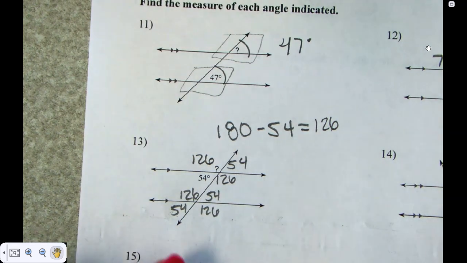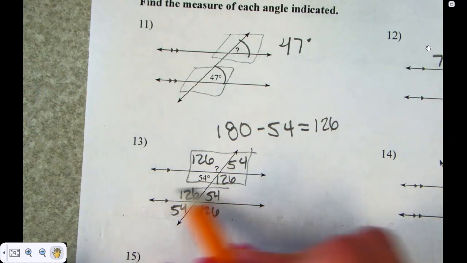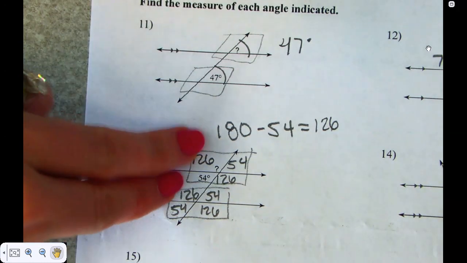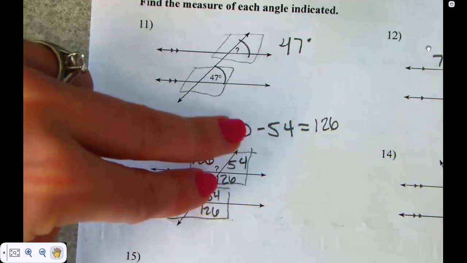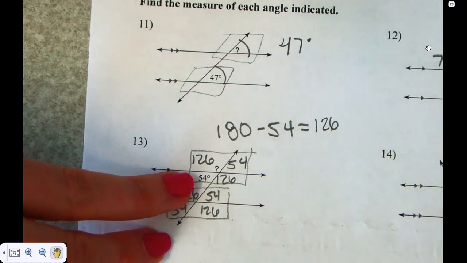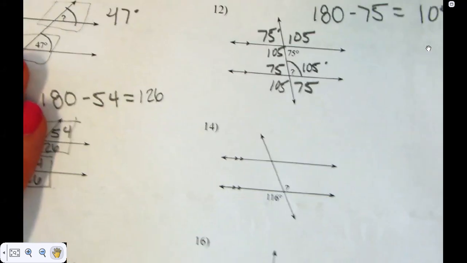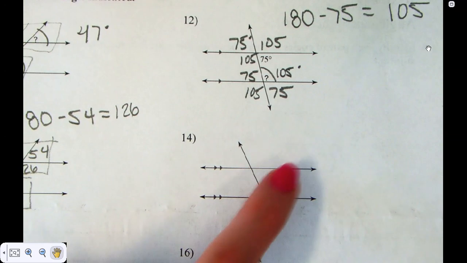Another check I can do for myself is to draw that box on the bottom and make sure everything's in the right place. So up in that top corner, I have 126, down below 54. Coming over here, 54 on the top, 126 on the bottom. Number 14, we have vertical angles, and we know that vertical angles are congruent.